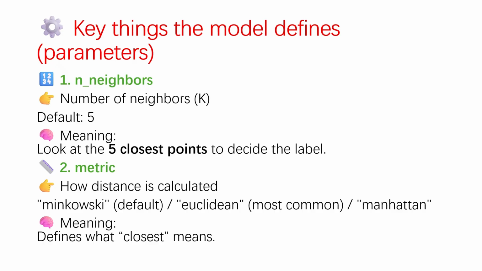First, n_neighbors. This is the number of neighbors, or K. By default, it's 5, which means the model looks at the 5 closest data points to decide the label. Second, the metric. This defines how distance is calculated. Common options include Minkowski, which is the default, Euclidean, the most widely used, and Manhattan distance. So in simple terms, n_neighbors controls how many points we consider, and metric defines what closest actually means.